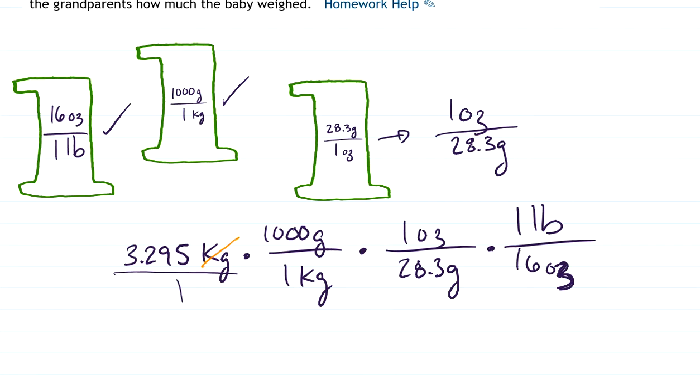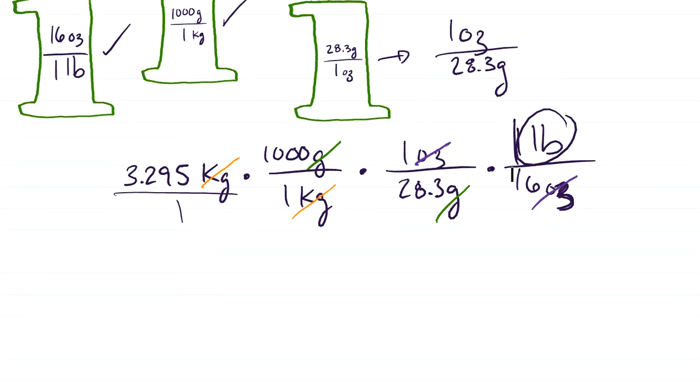First of all, my kilograms cancel with those kilograms, right? And then these grams cancel with these grams. Then next, ounces are going to cancel with ounces. And you can see the only units I'm left with in the problem are pounds. So I basically just need to do this arithmetic, and the answer I will get is pounds. Let me grab the calculator.